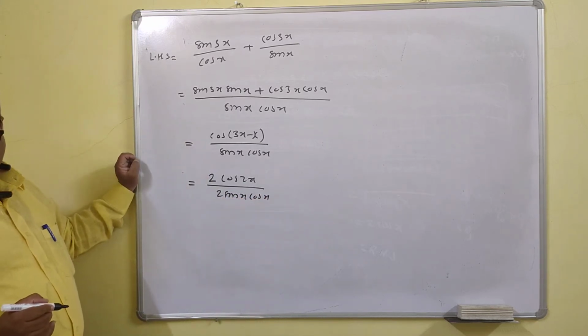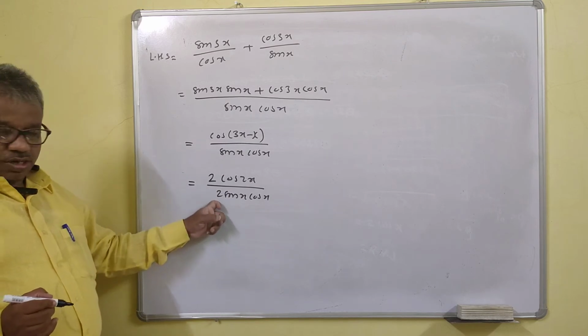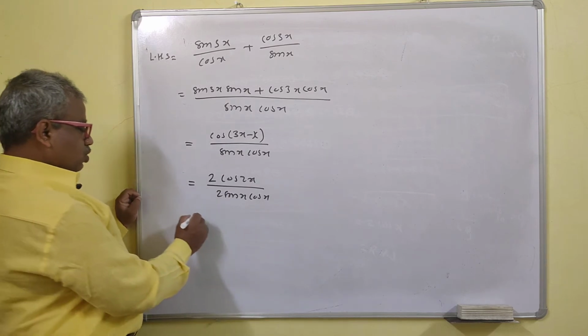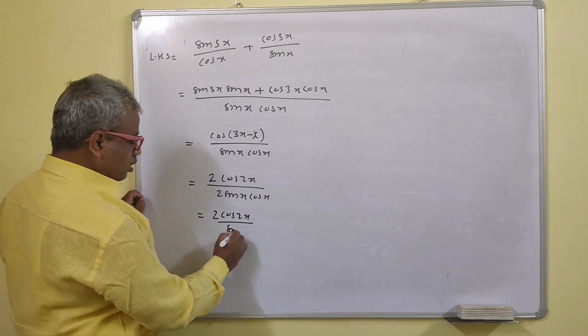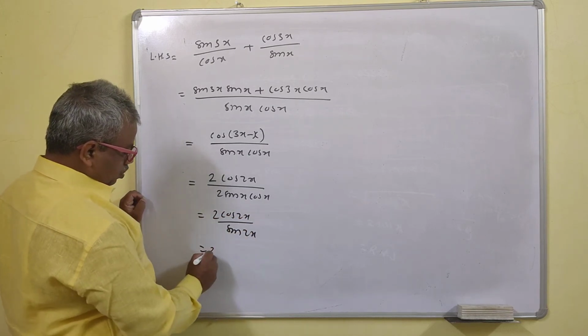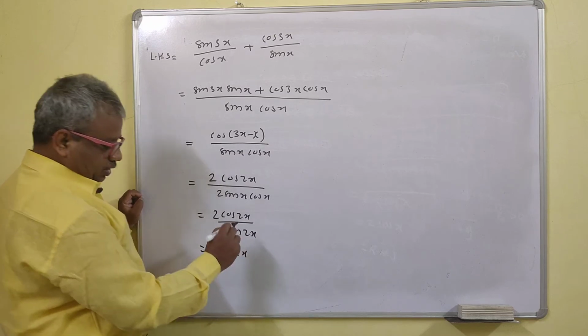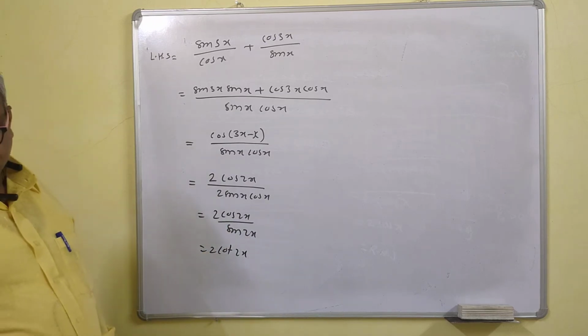Right? So we multiply and divide by 2 because I want here 2. Right? So this is what then? 2 cos twice x upon sin twice x. So this is 2 cot twice x. So we have proved.